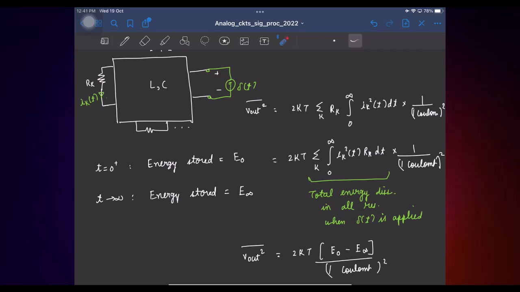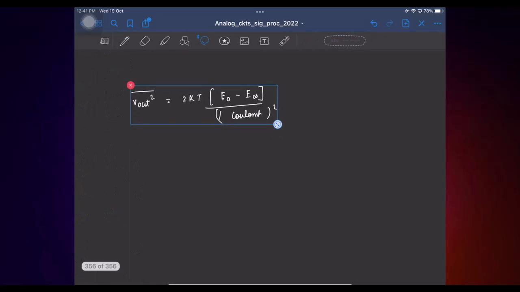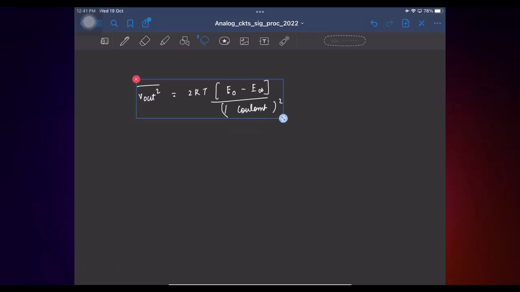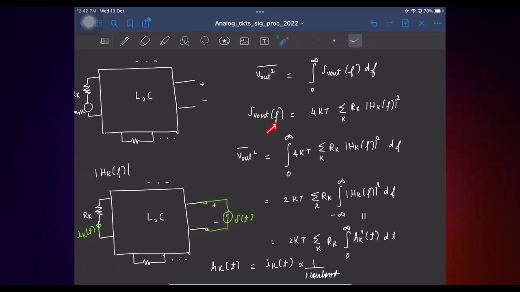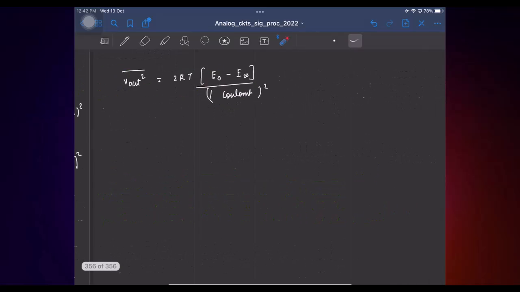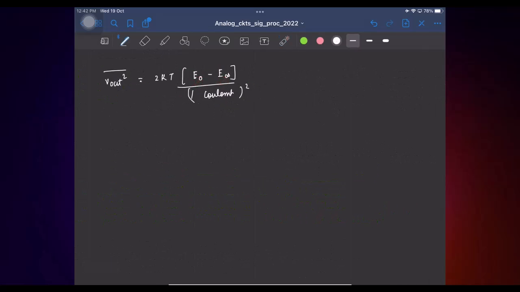to find E0 and E infinity, what are the quantities I need in the network? How will you find the energy? Energy stored in the inductors and capacitors. Yeah, so to find them, what quantities do you have to compute? I need to compute voltages and currents at t equal to 0 plus and t tends to infinity, right? Whereas here you have to calculate for all frequencies and integrate, but here it seems to be just two values. And luckily these two you can find easily, right?